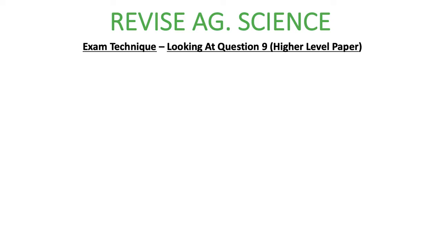You could be just missing or leaving out key words. You could be just not fully understanding what the question is asking you, or quite often you're just not writing enough different points. That's a common problem with the ag science paper. So, question 9 I'm going to use to try and highlight some exam technique.